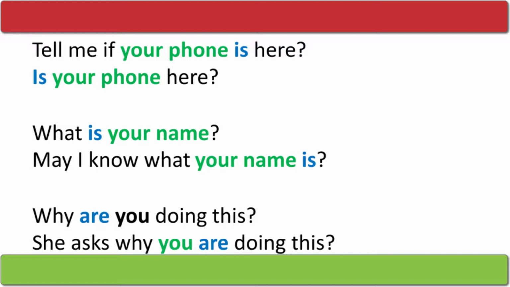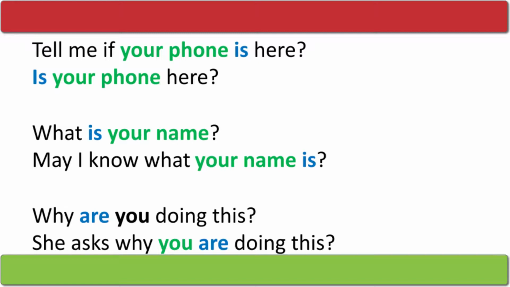Coming to the next one, what is your name? That is a direct question. Your name is subject and is the verb. Verb does not come before the subject in normal order, but in a question it is coming before the subject. In the second sentence, may I know what your name is? Now your name is subject and is the verb. Verb is coming after the subject. That is the normal order. That is not the question order.